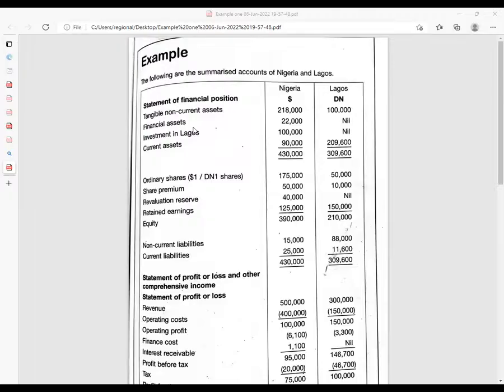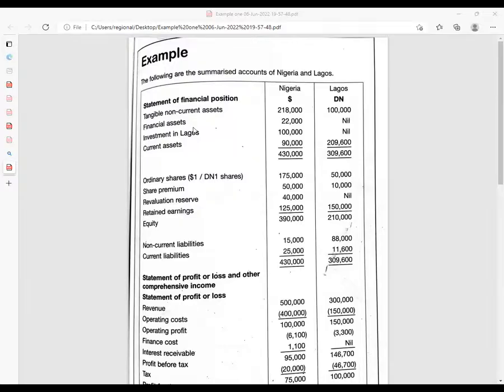Non-current assets, tangible non-current assets, right? We have financial assets there. The next thing is financial assets. The third thing there is investment in Lagos. So there is no way we shall have an investment in Lagos. Lagos is our subsidiary. We can't really talk of us investing in ourselves. Investment in Lagos will be replaced with what we call goodwill.